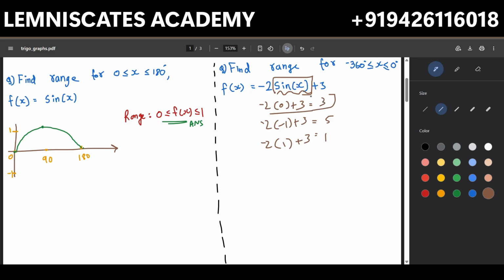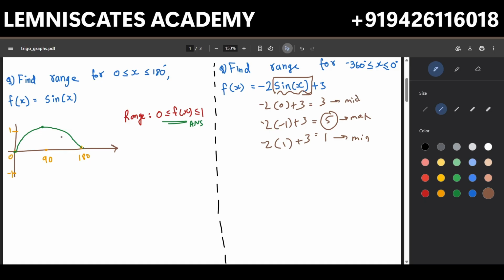For the middle value, what is the other technique? Of course, you can take the midpoint of these two values. 5 plus 1 is 6, 6 by 2 is 3. Even that is possible. Whatever suits you the best, you can use that. So in this case, as you can see, this is our maximum value, this is our minimum value, and this is our middle value.